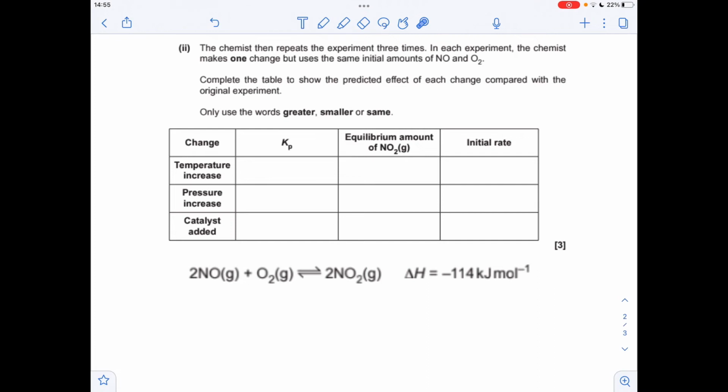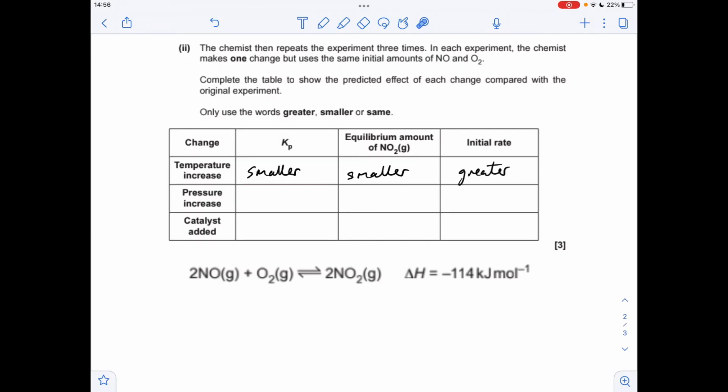So if you increase the temperature, it's going to favour the endothermic reaction, which is the reverse reaction. So Kp is going to get smaller because the partial pressures of these are going to increase and that's going to decrease. So because it's gone backwards, the equilibrium amount of NO2 is also going to get smaller. The initial rate is going to be greater because obviously higher temperature, more kinetic energy for the particles.